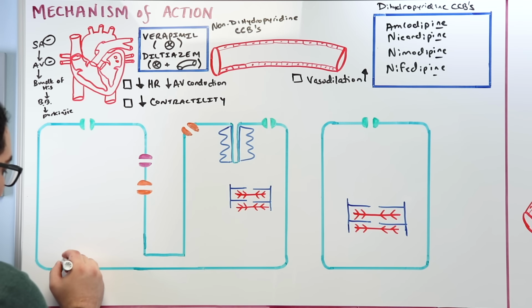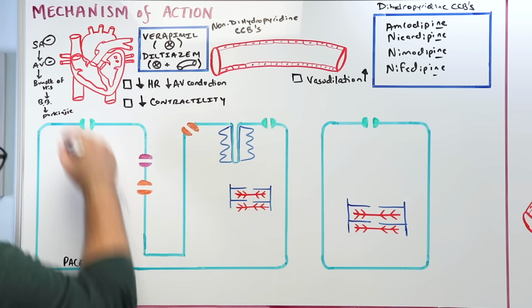Now, how do these drugs actually work on the cellular level? Here we have two cells. Here we have a pacemaker cell, which could be any one of these cells, let's say.